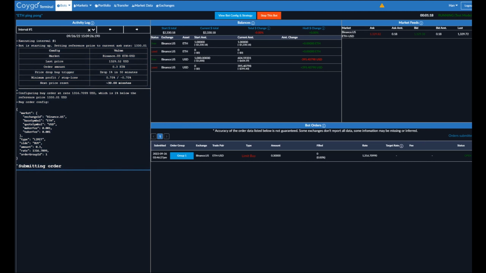So we see here that it's configuring a buy order at 13.16, which is 1% below the reference price of 13.30. So it's saying right now the ask price is 13.30. If that drops at least 1%, or if it drops 1% to 13.16 within the next 30 minutes, our open buy order will have filled. So you can see it's configuring the order here and submitting it.